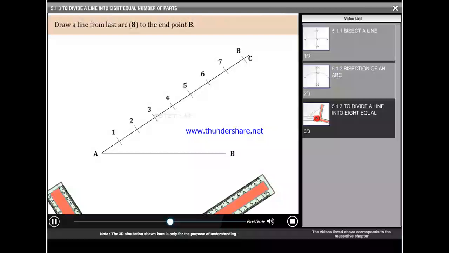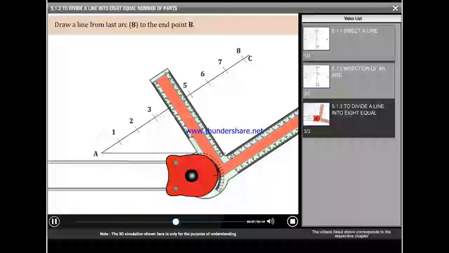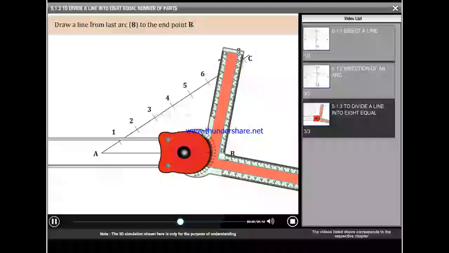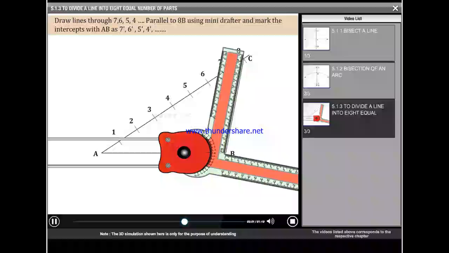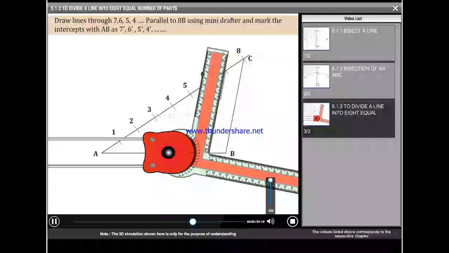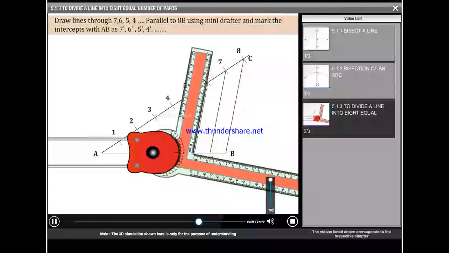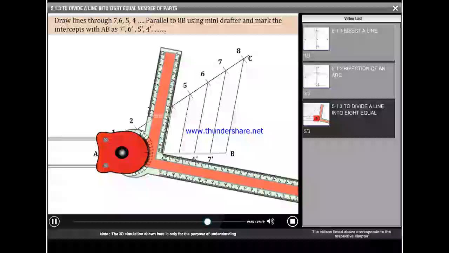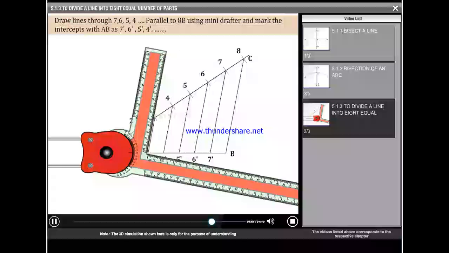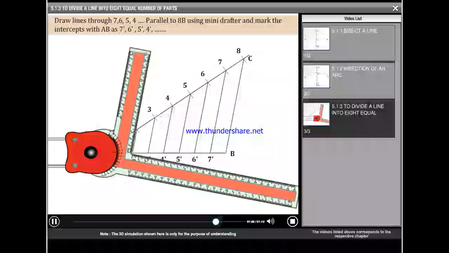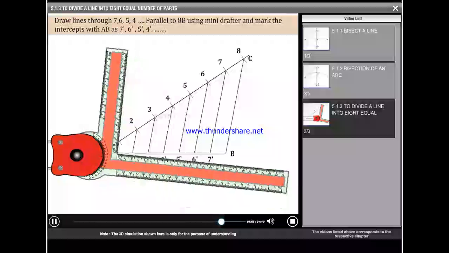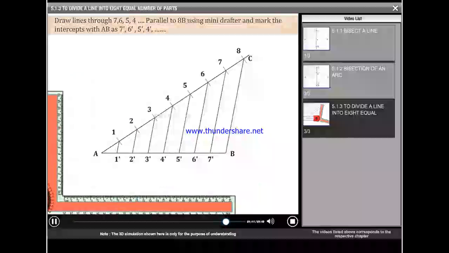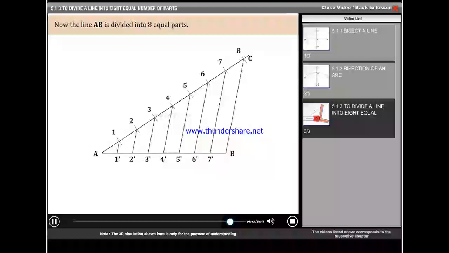Draw a line from the last arc 8 to the end point B. Draw lines through 7, 6, 5, 4, etc. parallel to 8B using mini drafter and mark the intercepts with AB as 7 dash, 6 dash, 5 dash, etc. Now the line AB is divided into 8 equal parts.